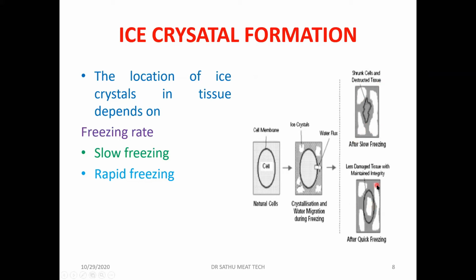But in the case of quick or fast freezing, the ice crystals formed will be mostly intracellular and smaller in size, so they will not break the cell wall. So let's see ice crystal formation. The location of the ice crystals in tissues depends on the freezing rate. There are two freezing systems we can say: one is called slow freezing and another is called rapid freezing. Let's see what is happening in slow freezing and rapid freezing in the coming slides.